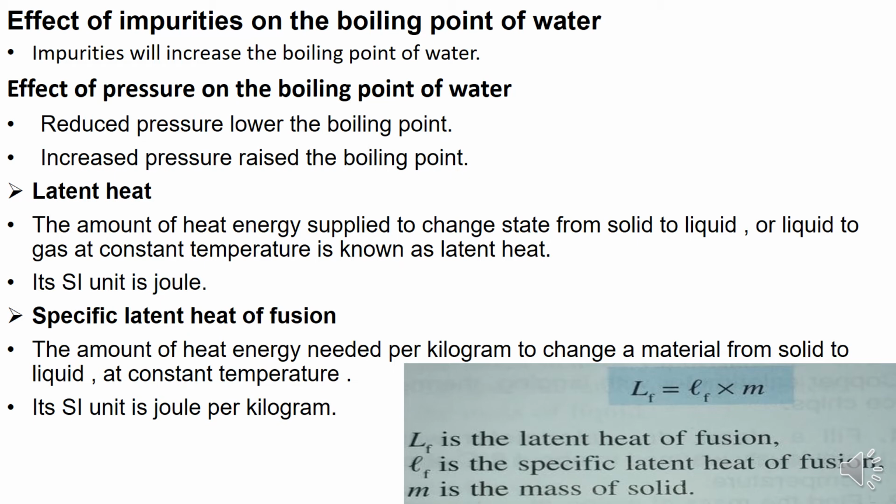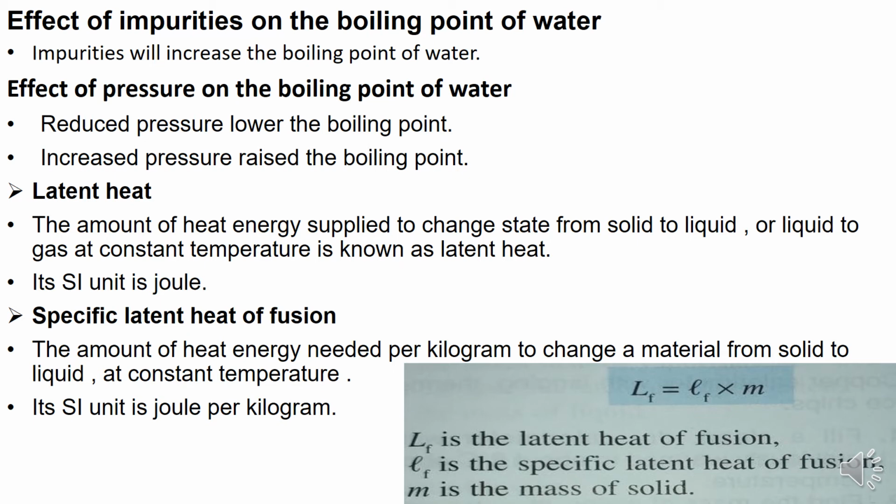In the specific latent heat of fusion case we mention the amount of substance. So it is the amount of heat energy needed per kilogram to change a material from solid to liquid at constant temperature. Its SI unit is joule per kilogram. Symbolically you can represent this equation: capital LF equal to small lf into m. Capital LF is the latent heat of fusion, small lf is the specific latent heat of fusion, and m is the mass of the solid.